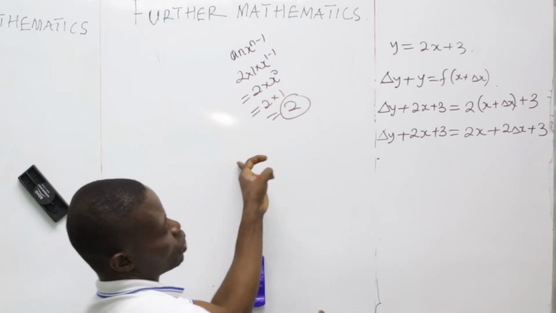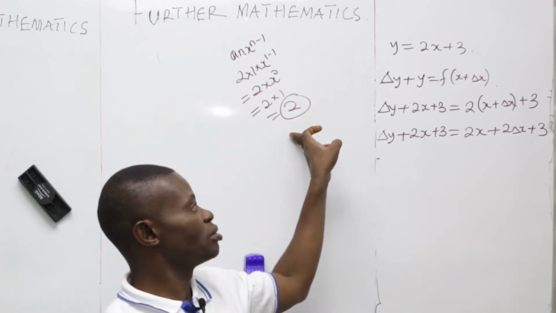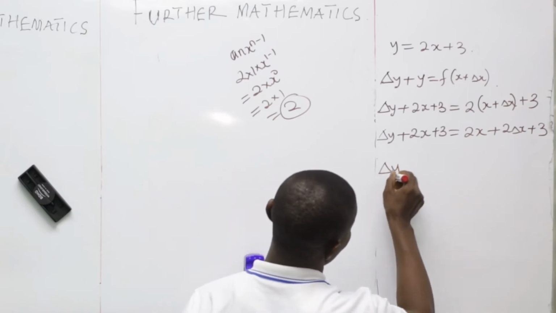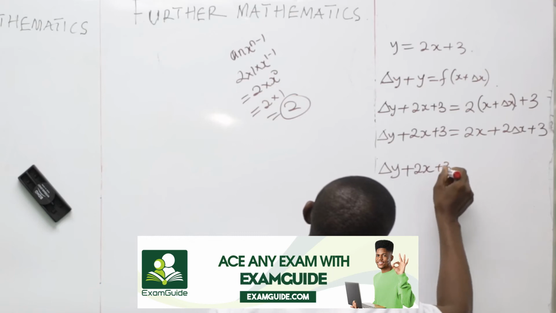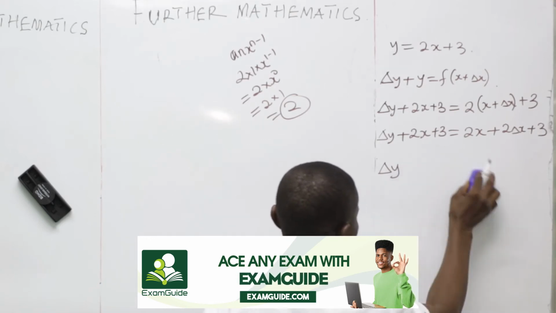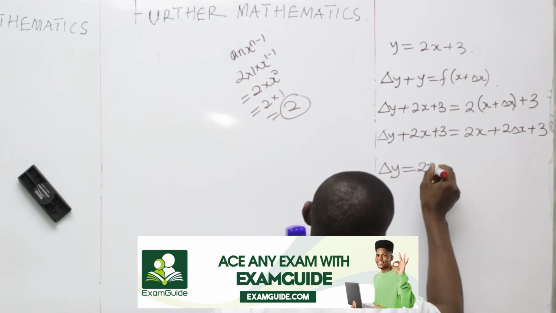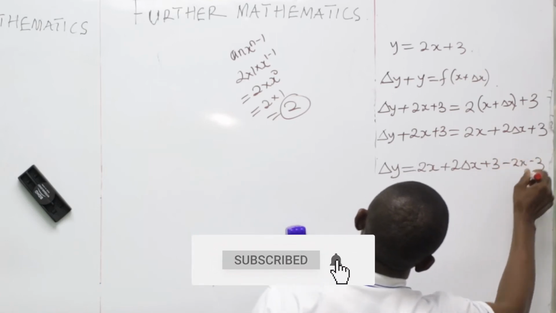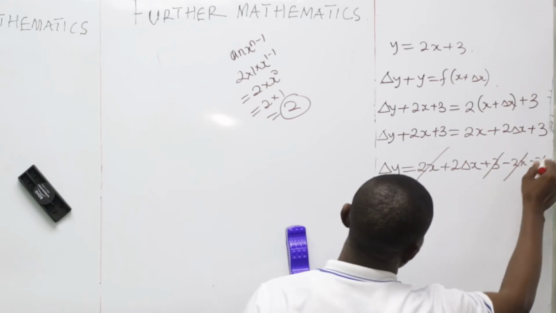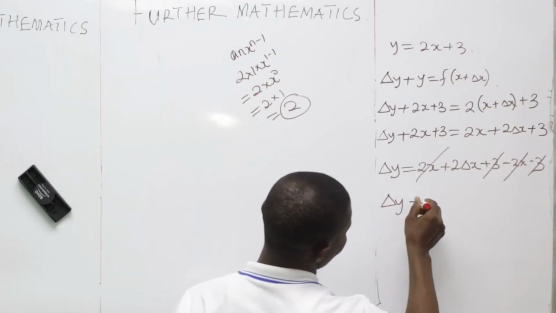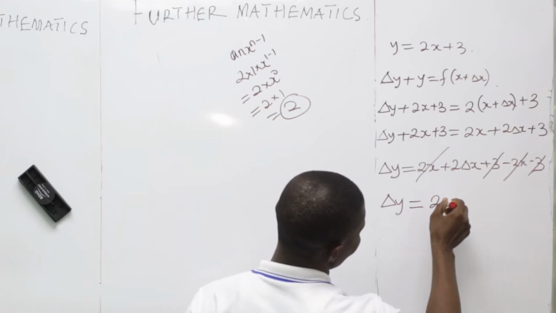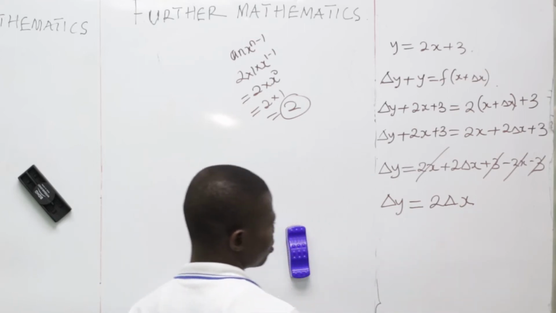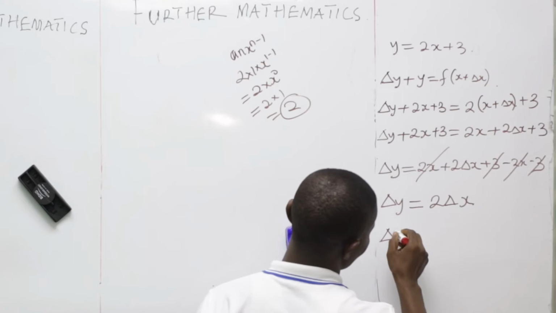Have it in mind that the solution must result to 2. From first principle, now we are having change in y plus 2s plus 3. No need for repetition. Let's just collect the like terms: 2s plus 2 change in s plus 3 minus 2s minus 3. What would it mean? Change in y equals 2 change in s. Okay. Dividing through by change in s.